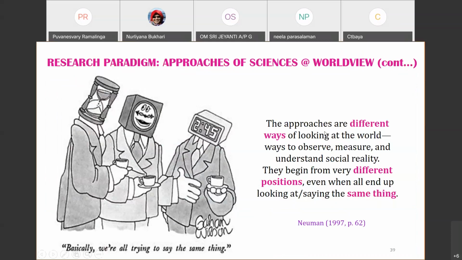basically the approaches are different ways of looking at the world. But they are actually saying the same thing. It means, what's the time now? This one is using a quicksand clock, this one using the analog, this one using digital. So we are all trying to say the same thing, but you have to understand. That's why it's being overlooked, but it's still important.